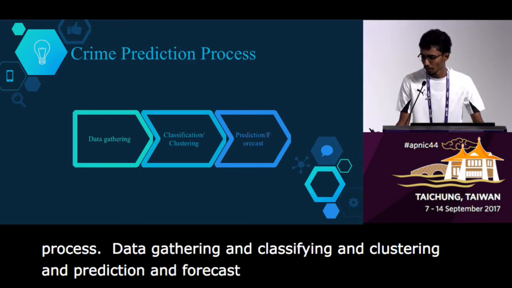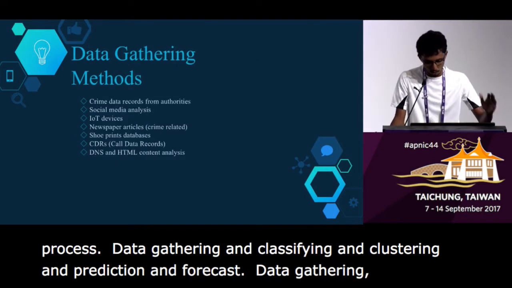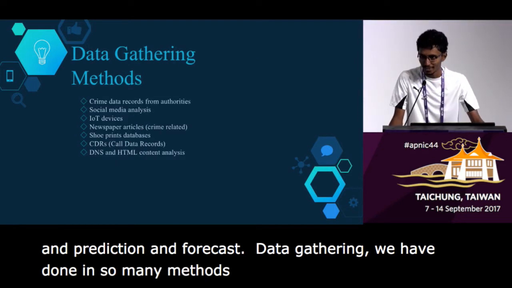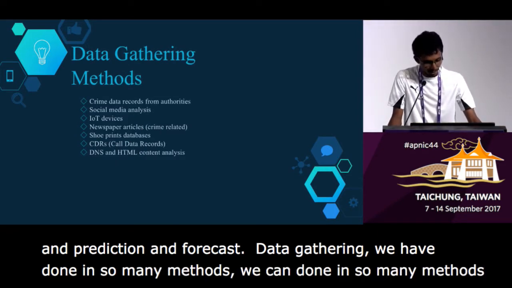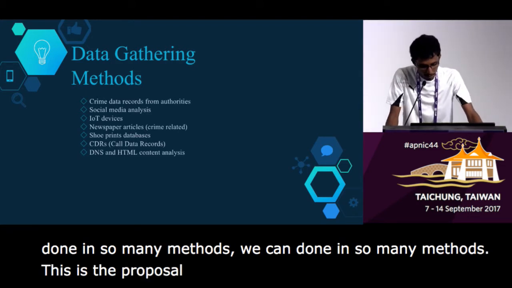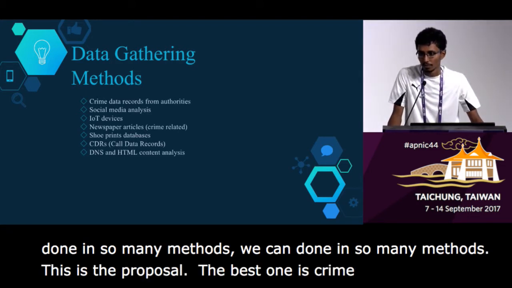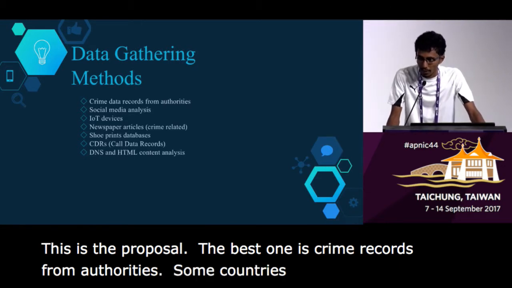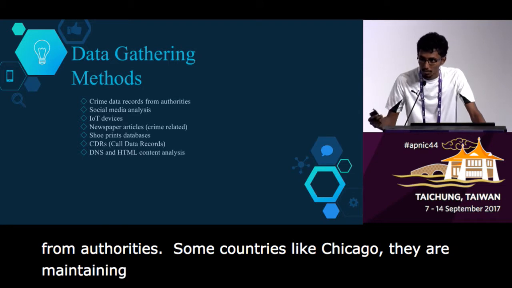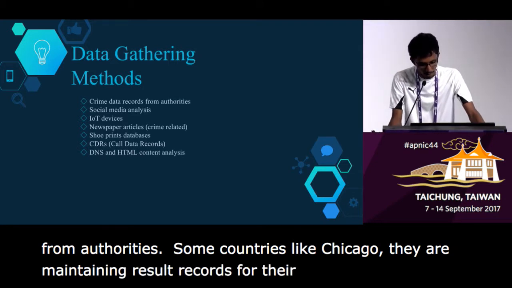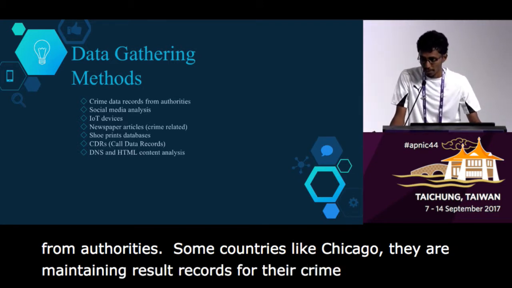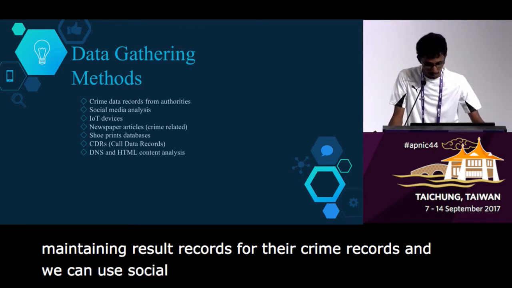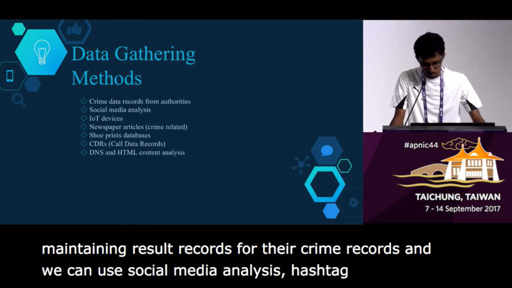Data gathering can be done by many methods. The best one is crime records from authorities. Some places, like Chicago, maintain digital records of their crimes. And we can use social media analysis, hashtags, Twitter, Facebook, and IoT devices.